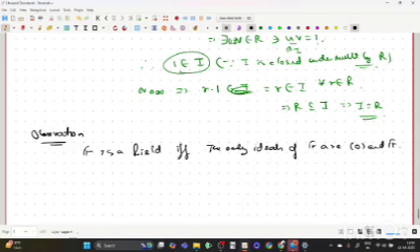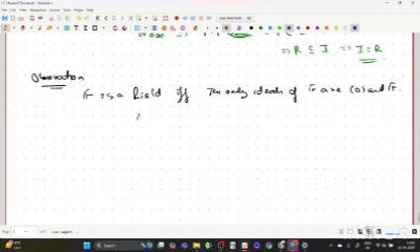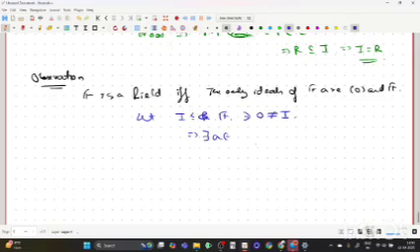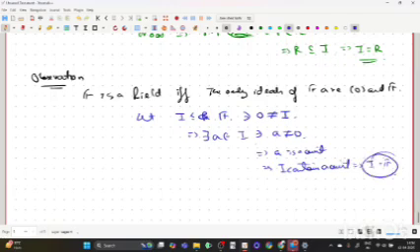The proof is again very easy to observe. Let I be an ideal of F such that I is non-zero. This implies that there exists some element A in I such that A is a non-zero element. But by definition of a field, every non-zero element is a unit. So A is a unit, which implies I contains a unit, which implies I must be equal to F.